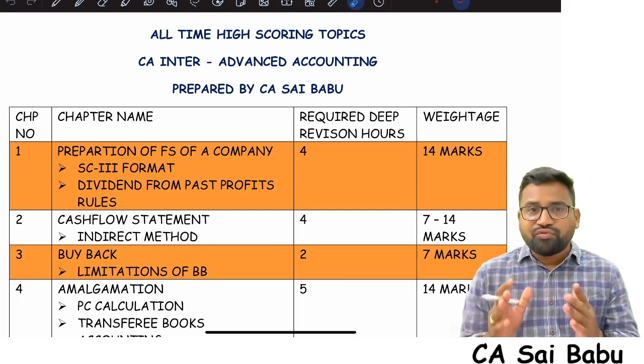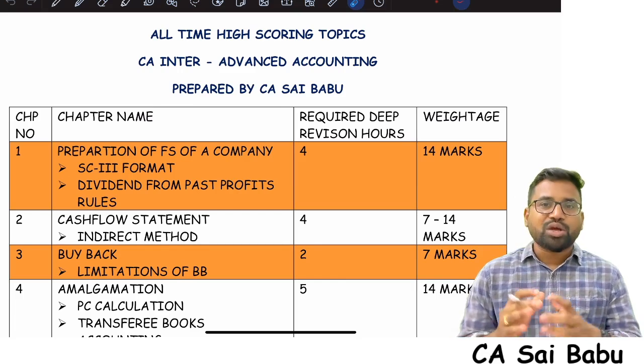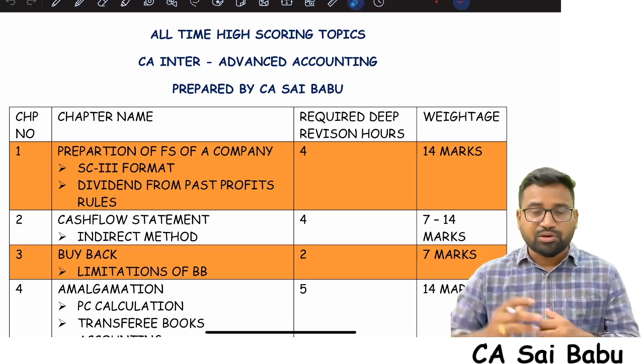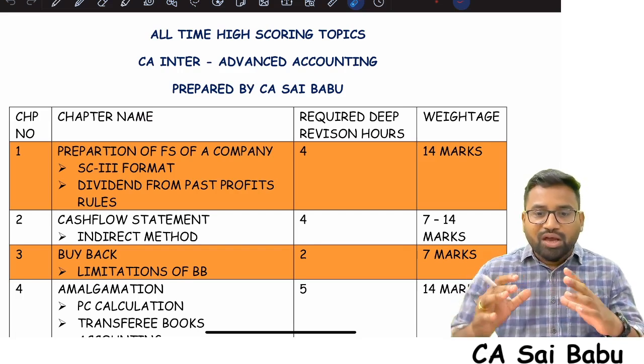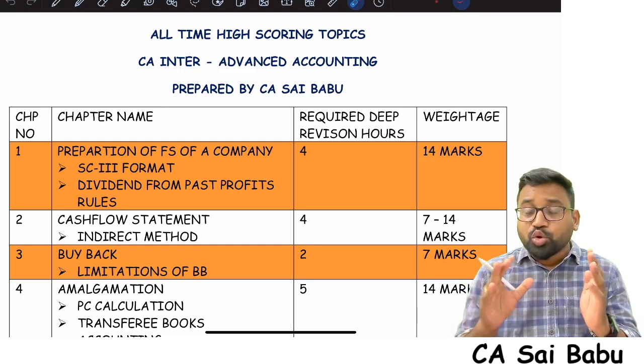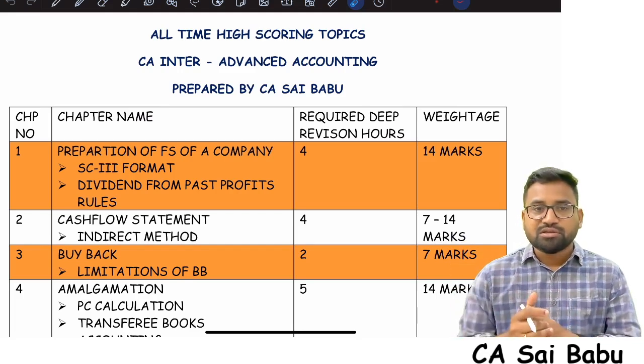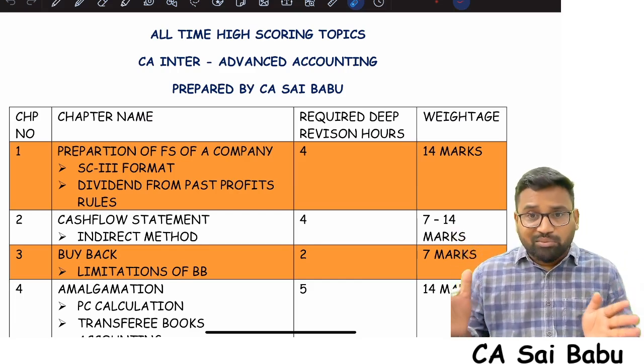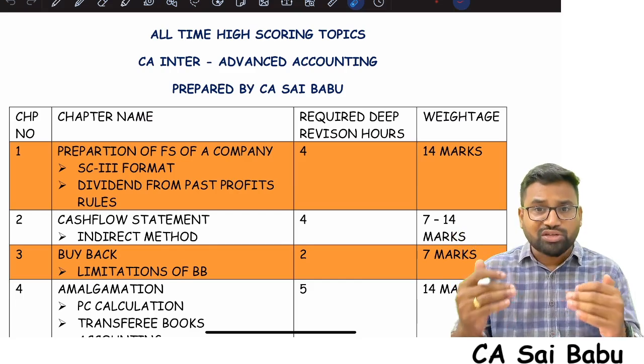Here is the list of all-time high-scoring topics, or we can say the important topics you need to cover from advanced accounting. We have approximately 2 weeks of time for examinations. Now, this is the very crucial time. Whatever the little time available now, you need to focus on the important things.